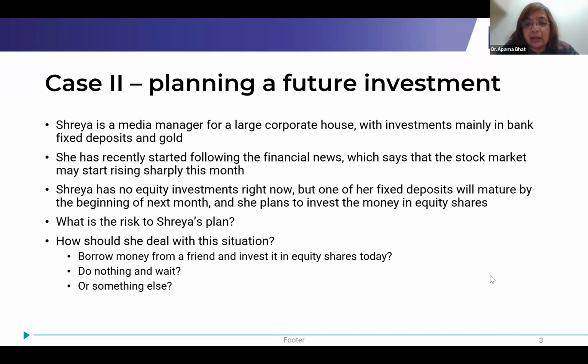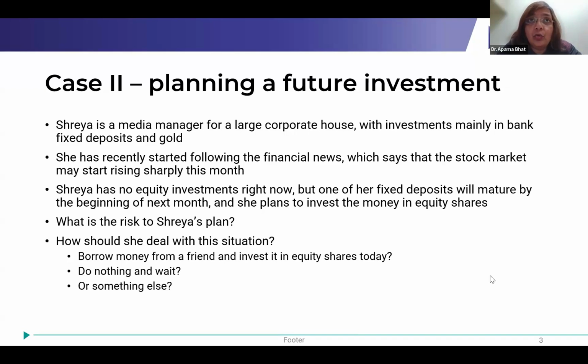The news says that the stock market may start rising sharply this month. And right now, she has no equity investments. She is totally invested in bank fixed deposits. But one of her fixed deposits will mature by the beginning of the next month, and she plans to invest that money in equity shares.